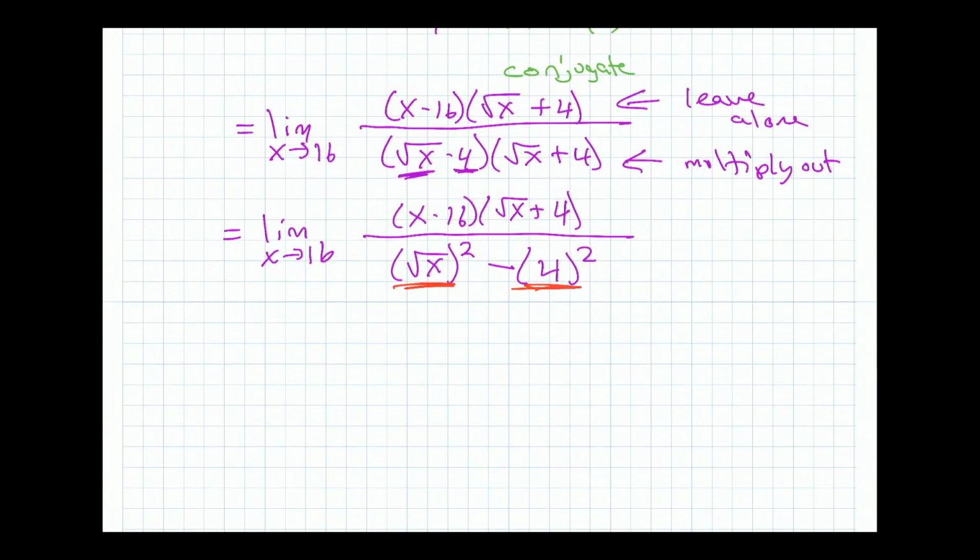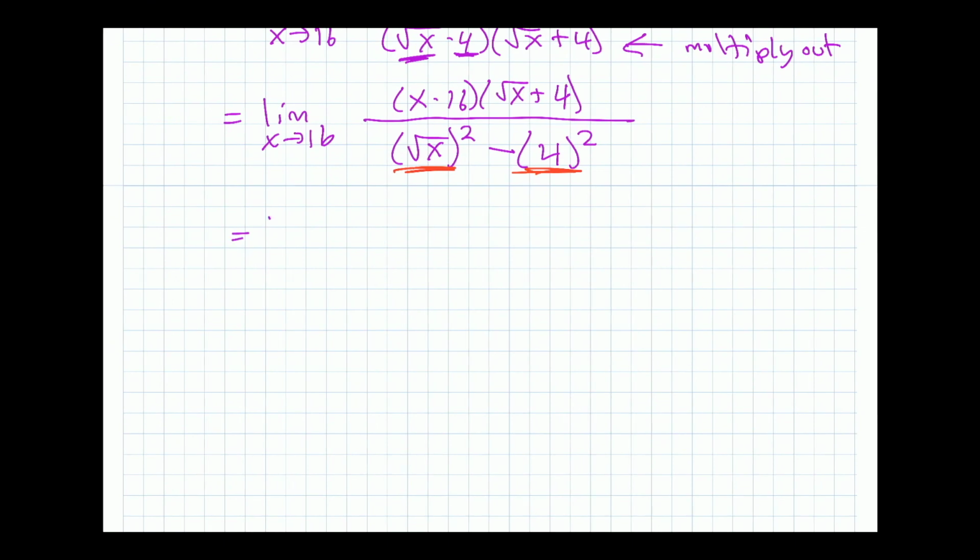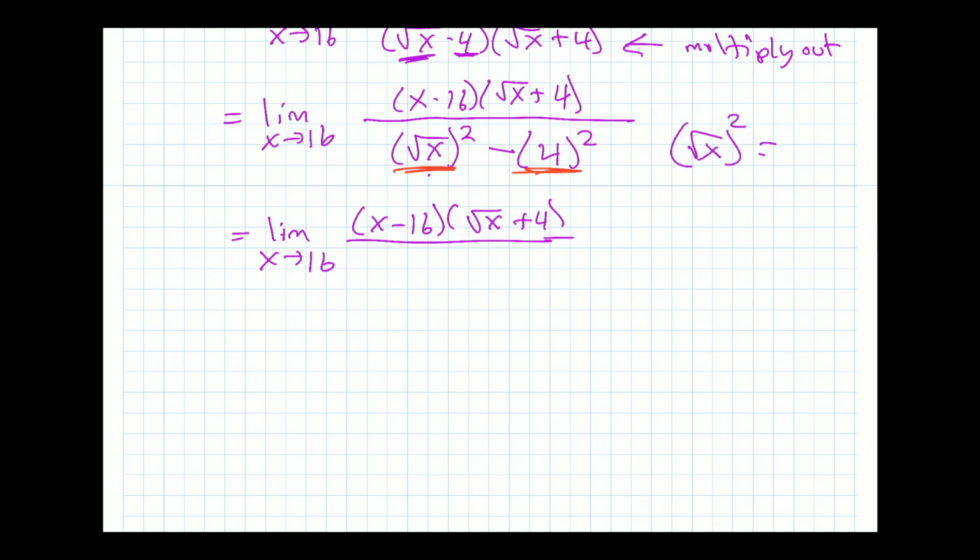Now from there, we just want to again leave the top alone. Don't mess with the part that doesn't have the conjugate in it. It's just wasted effort. Let's work out the denominator. So what's the square root of x squared? What's this? Just x. Okay. What's 4 squared? Just 16. Okay. So that's what our conjugate got us.